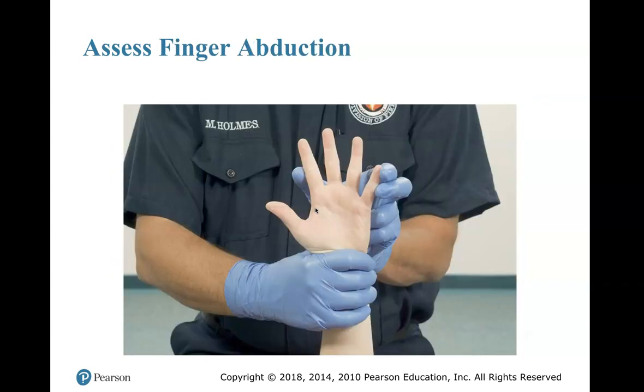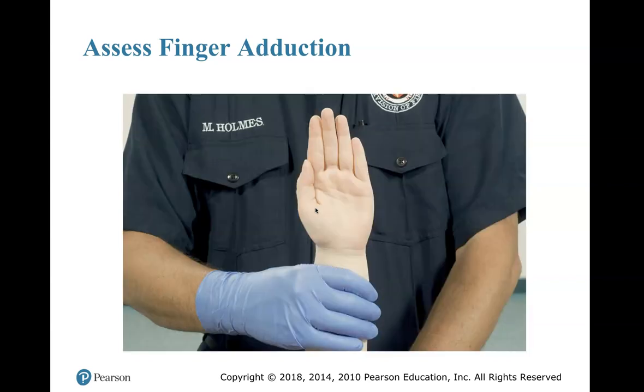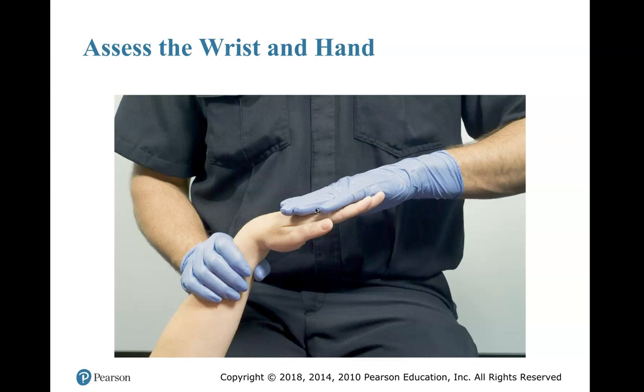And then finger abduction is have their fingers spread out. You grab their fingers and tell them not to let you close them. So you would squeeze, obviously not very hard, but you would try to close their fingers together and they would have to try to hold you open, and see what their strength level is. Finger adduction, have them close them, put your hand there and say, open your hand, open your fingers.